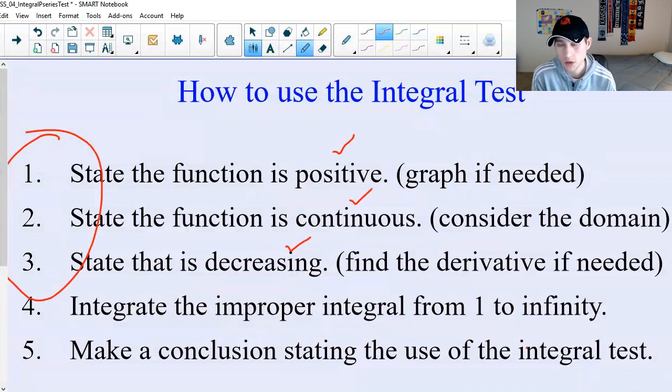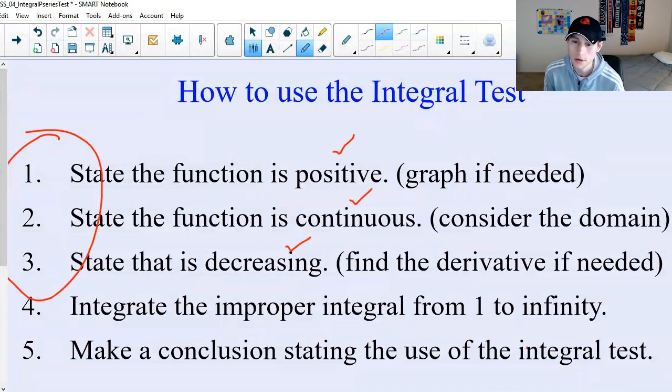State if it's continuous, so think about the domain. Make sure we're not going to be dividing by 0 anywhere. Make sure there's no discontinuities or holes. And figure out that it's decreasing. So if we need to, we'll find the derivative to show, oh yeah, the derivative's negative, so it must be decreasing. So those first 3 steps are just the setup to prove that we're allowed to do this.